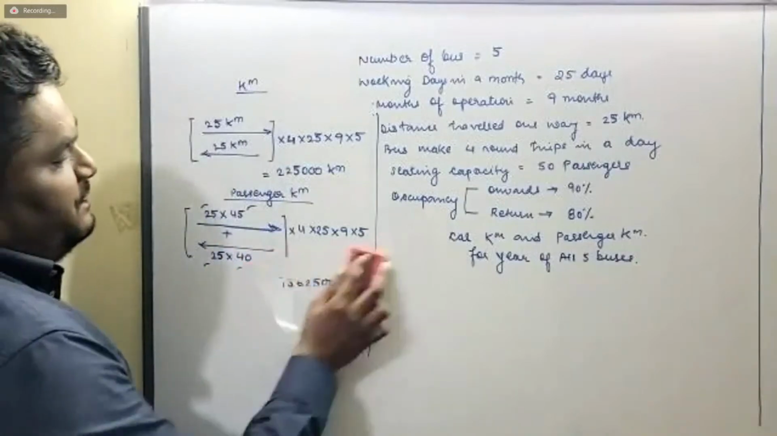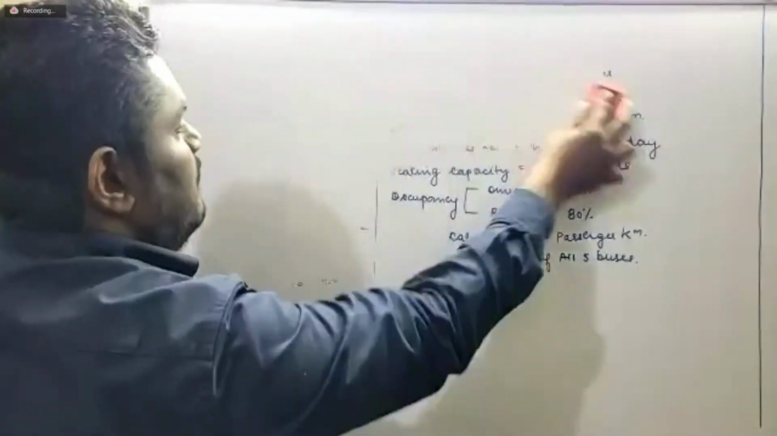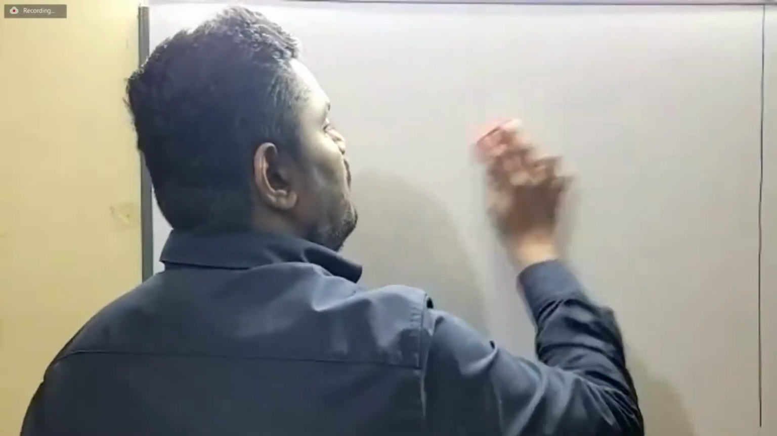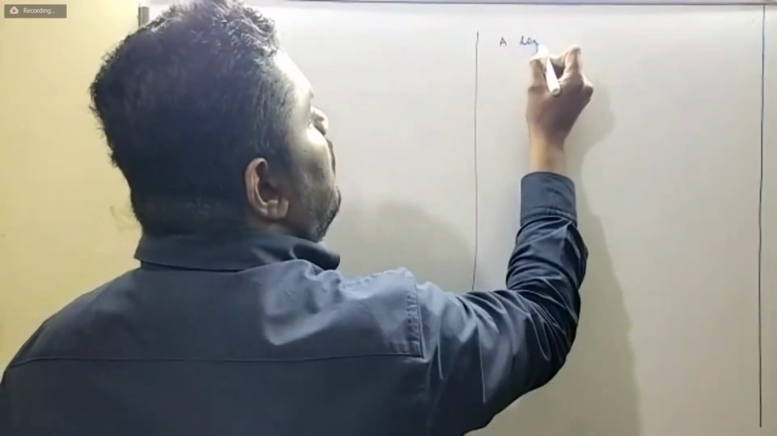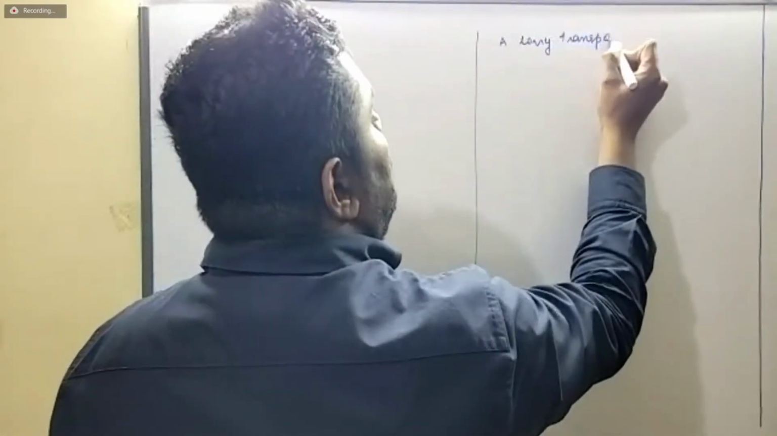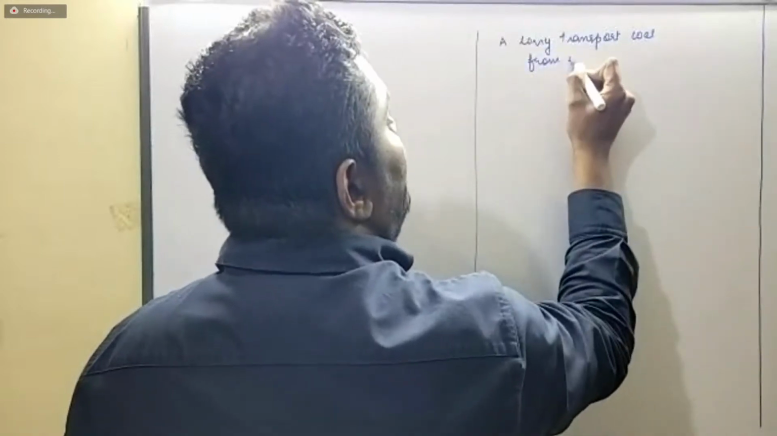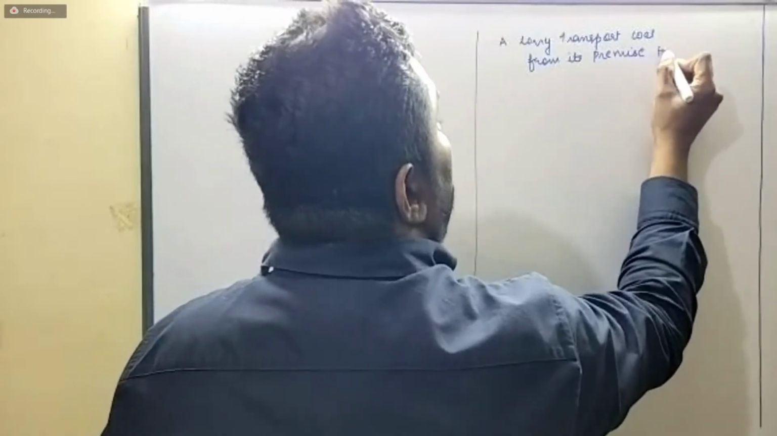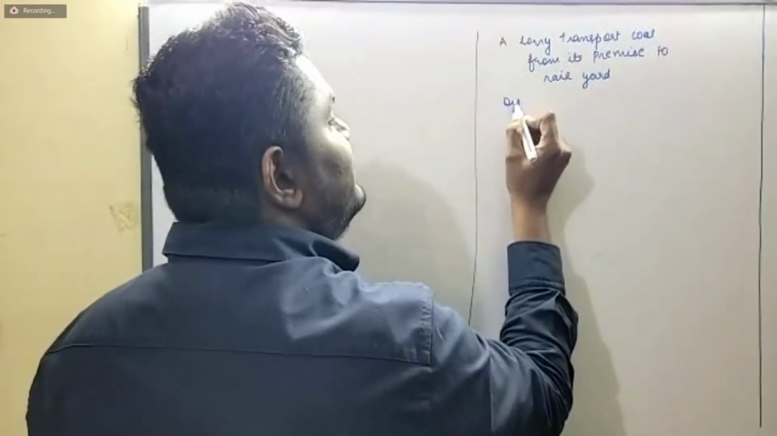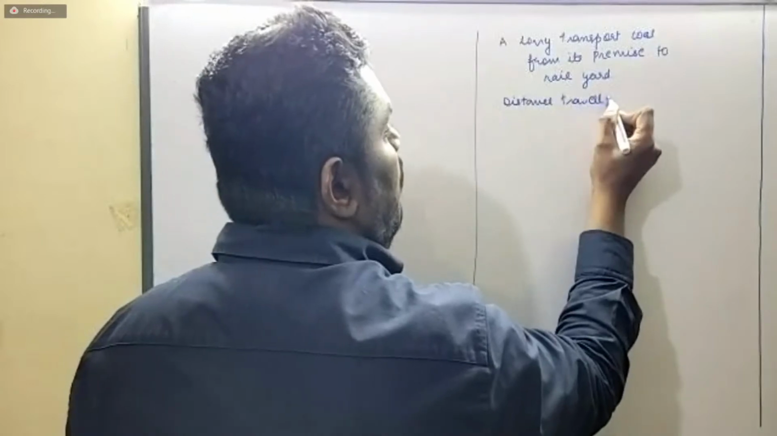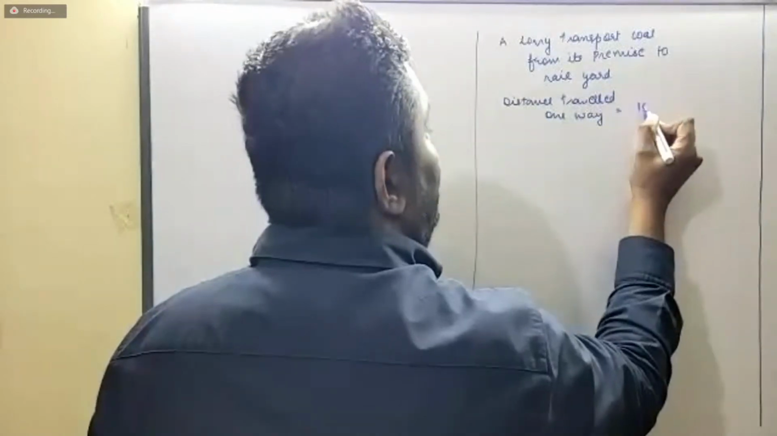Now let's take one more question. No worries, my dear. Now let's take one more question. A lorry transports coal from its premise to rail yard. Distance traveled one way, 10 kilometers.